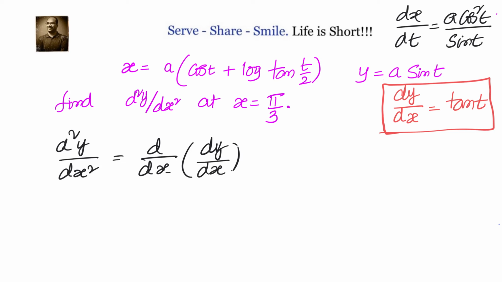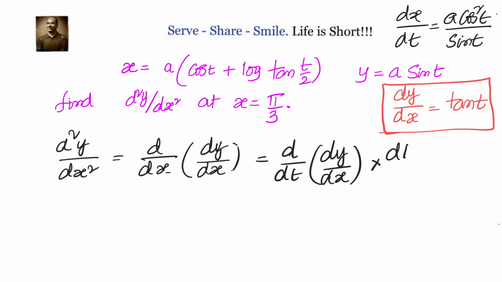Then we will change it to d by dt of dy by dx, because we know that dy by dx is in terms of t. So we'll write down d by dt of dy by dx. Then we multiply that with dt by dx. Now you can see d by dt, dt by dx is d by dx. So that's how we separated them so that we can conveniently calculate d square y by dx square.